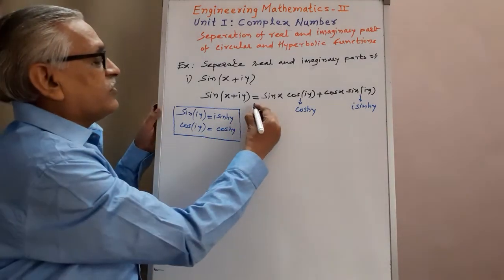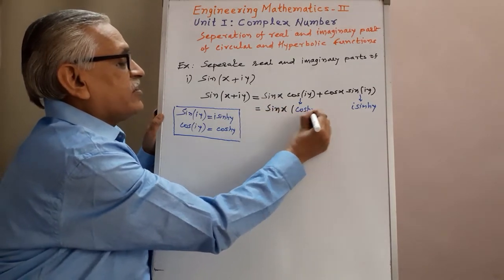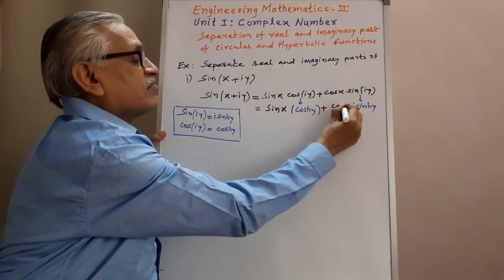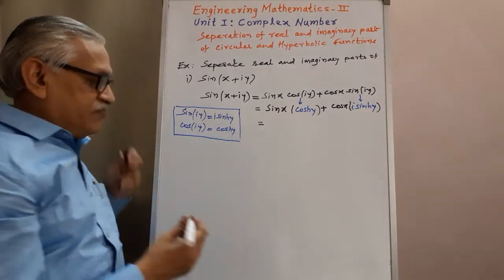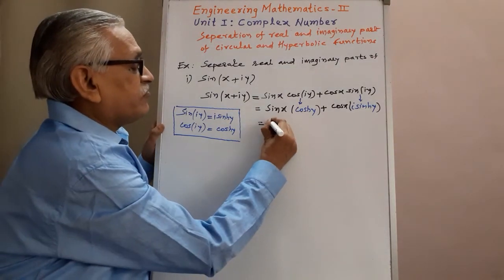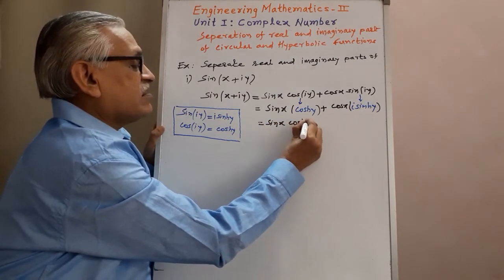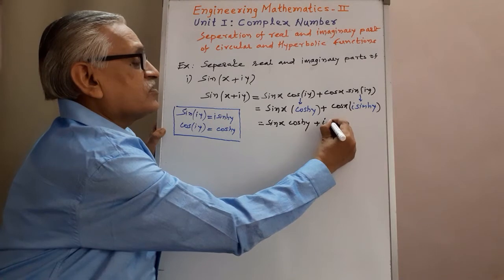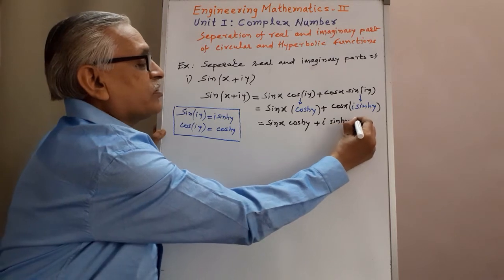And therefore we get sin x as it is into cosh y plus cos x as it is into i sinh y. We can rewrite this as sin x into cosh y plus i times sinh y into cos x.